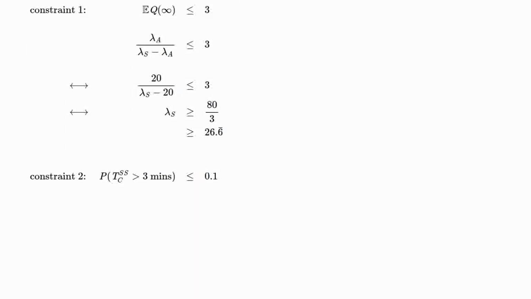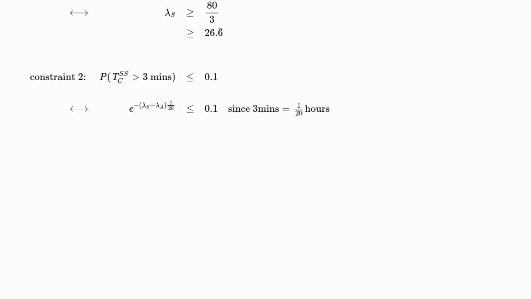The second constraint that we have to consider is that the probability that the steady state customer time exceeds 3 minutes is less than 0.1. The steady state customer time is the time for a new print job to arrive in the queue that was in steady state to be printed. 3 minutes is 1/20th of an hour.